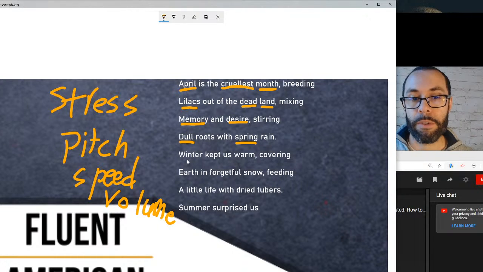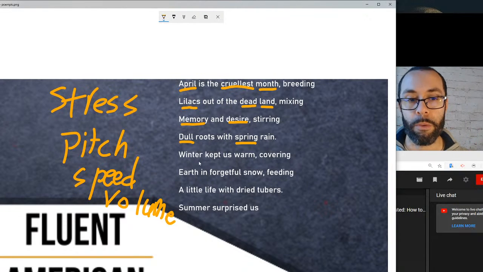Next line: winter kept us warm. So we have these W sounds. Again, it's a poem, so they're paying attention to lots of things, including sounds. Notice that winter starts with a W, and warm starts with a W. To emphasize that more, I might make those our stresses. It's like winter kept us warm, reducing the kept us. Covering earth in forgetful snow.